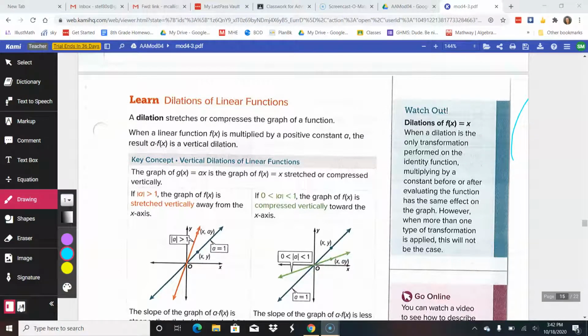All right, here we go. We're going to do part 2 of this module on transformations of linear functions. We did a translation before, where we moved up and down the vertical axis, or went left or right. Now we're going to dilate.